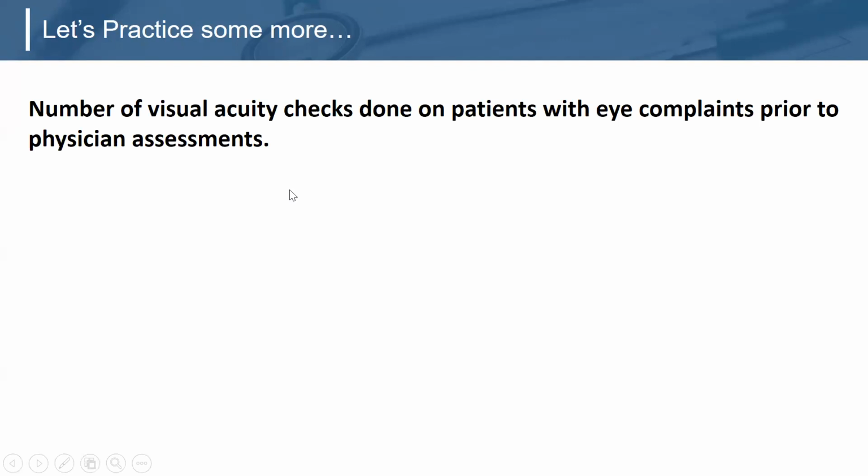So let's practice. If your quality improvement project is about having all the information on the chart before the physician actually sees the patient, then recording or measuring the number of visual acuity checks done on patients with eye complaints prior to the physician assessment would be an outcome measure, because it speaks to your overall goal of having the information on the chart beforehand.